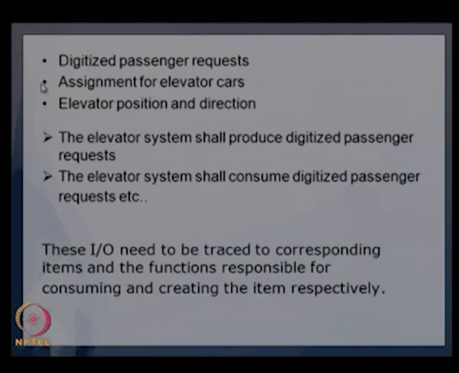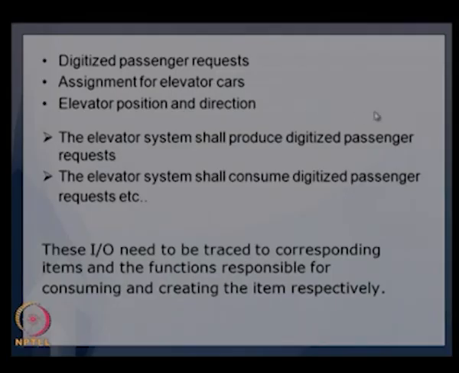So these are the requirements identified, and the requirement is the function which actually needs to be provided. The requirement can be written as the elevator system shall produce digitized passenger request, or the elevator system shall consume digitized passenger request. So these are the requirements which can be written using this functional decomposition, and these are the internal input output requirements which cannot be identified from the system level. This can be identified only when we have a functional decomposition and then try to allocate these requirements.